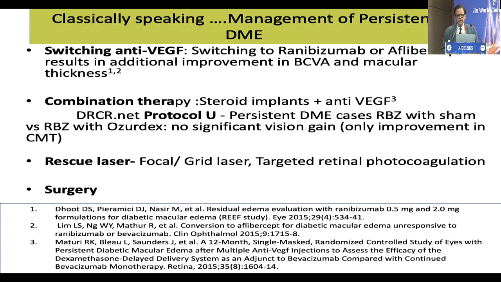So classically speaking, for persistent DME, what do we do? It's best to switch after 3 to 5 injections to another injection if you feel so. And of course, besides all this is metabolic control and also laser. Because with the wide field, even with the Heidelberg, you can get about 102 degree field, with the patient moving right, left, up and down, so you can get over 100 degrees, which is wide field, and therefore peripheral retinal ischemia can play a role in diabetic macular edema. So we don't treat the peripheral retinal ischemia in the periphery.